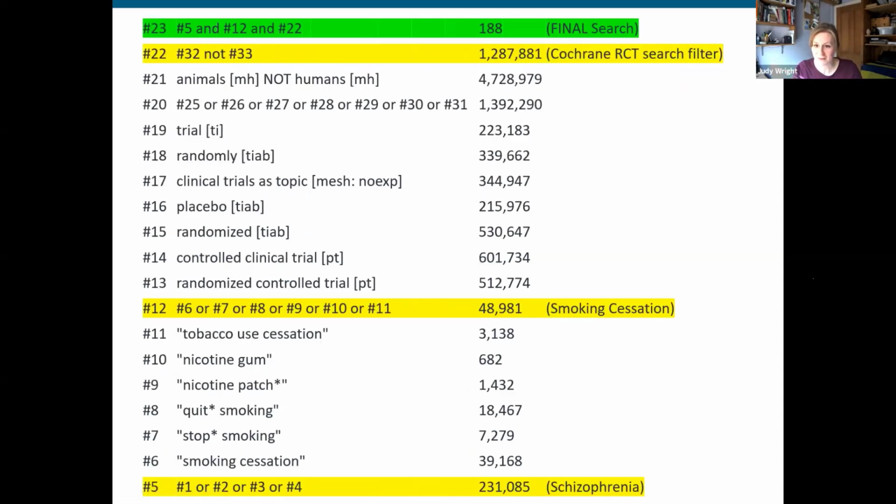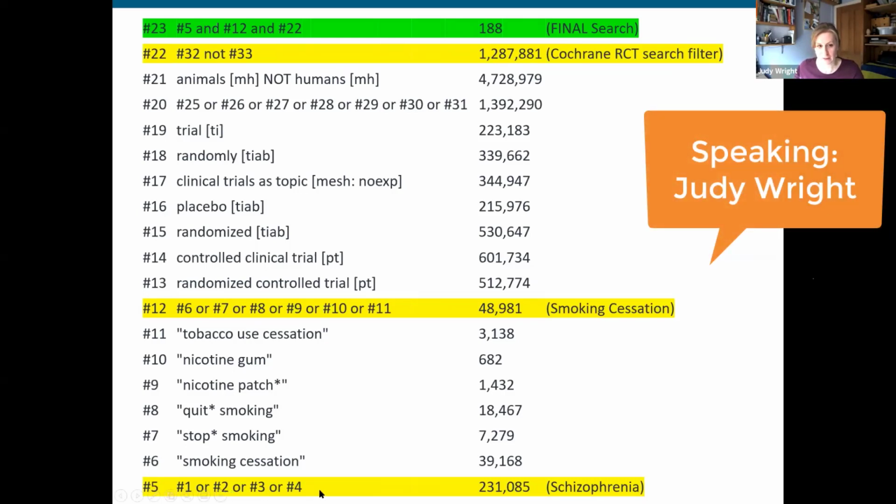It's hard to fit all this on one screen, so I've got the schizophrenia one, the final one on the bottom there, so you can still see that. And this randomized controlled trial search we've got here, this is the Cochrane RCT. There's 2 different versions that they have. This is one of those, and this is available for people just to copy and paste into your Medline database.